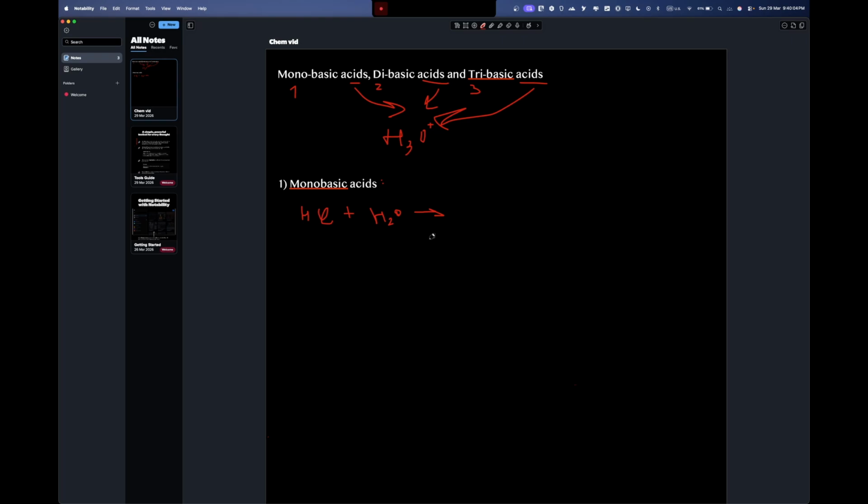So HCl and H2O. Now, this is going to be highly soluble. It's going to ionize. HCl will undergo ionization and will form H3O+ and Cl-. These two ions will form. Now, you must be like, brother, how? So I know that this is a monobasic acid. That's because one hydronium ion is formed and it's almost completely ionized in water, and it will not undergo any further ionization.